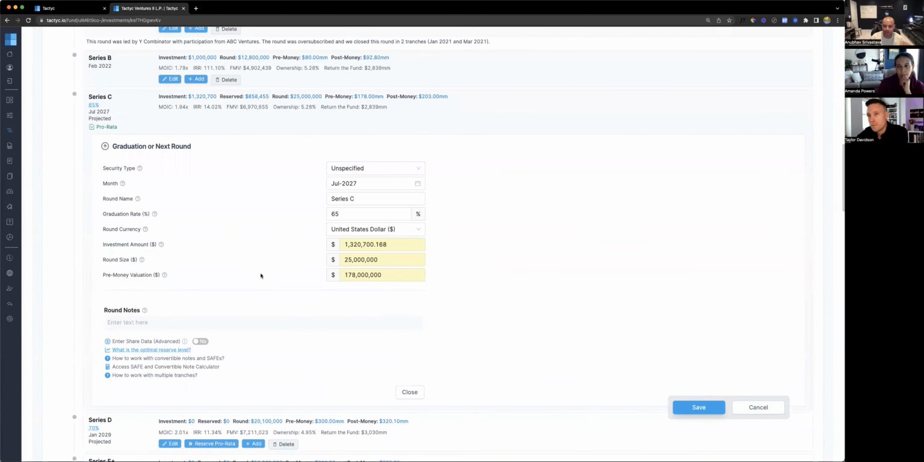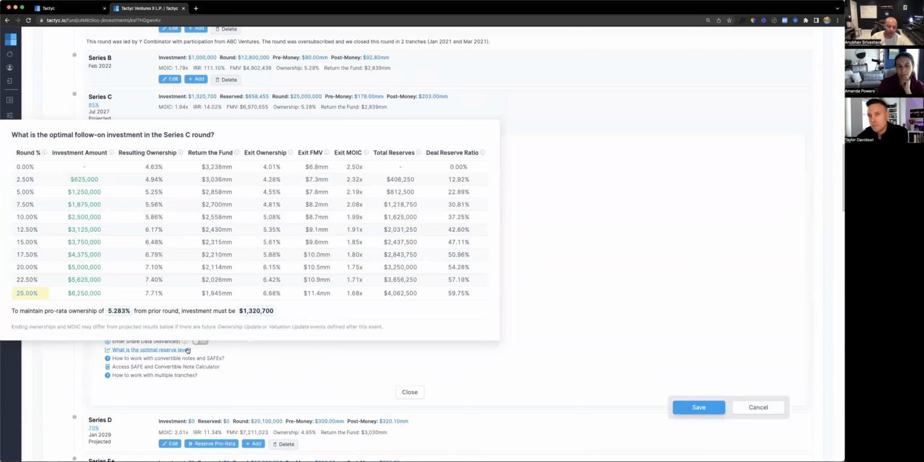Now, one detour here that I'll show is we also try to optimize your reserves during this deal forecasting process. The way we do this is we show you the optimal follow-on investment in this company, in this round. There are a couple of data points. Number one, how much do you need to invest to maintain your pro rata? Most funds have a pro rata, right? What does that number look like?